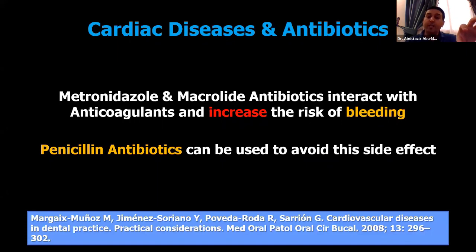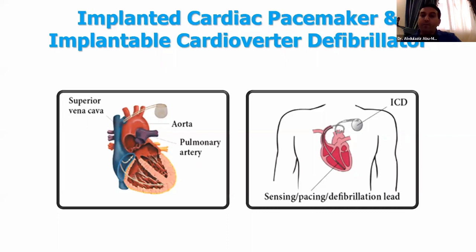So if I want to summarize the cardiac patient, you need a stable condition. For local anesthesia, the maximum is 0.04 milligram of epinephrine. For analgesics, go with paracetamol. If you're going with antibiotics, penicillin is the best choice. Now, regarding this case of cardiac disease, I added something related to our profession. We have pacemakers and defibrillators.